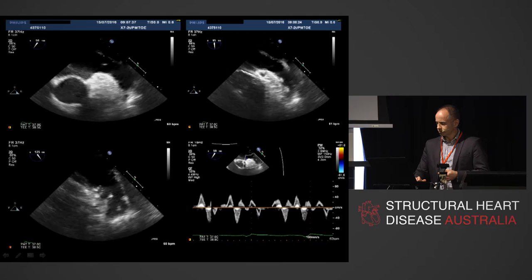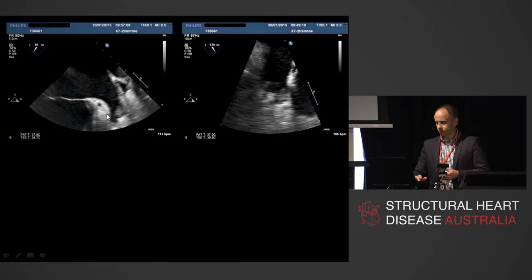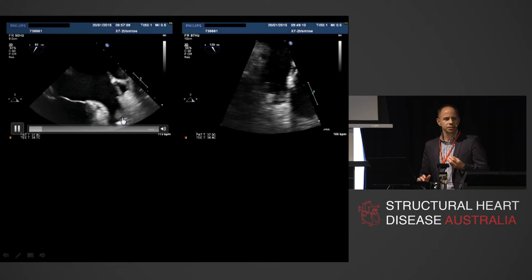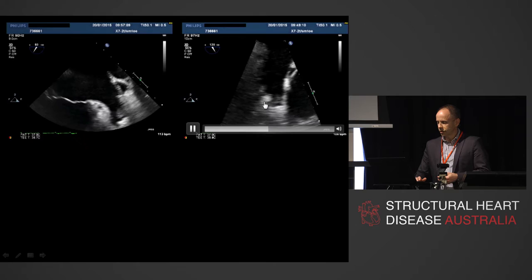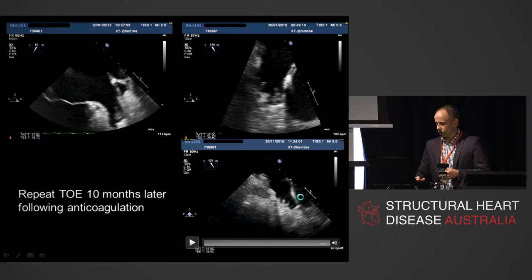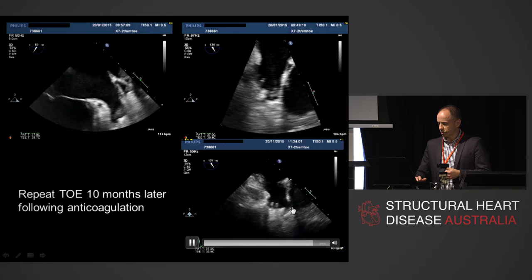On the other hand, in a patient with thrombus, you can see, hopefully this will play a bit slow, the thrombus is more circumscribed, with different echo density to the underlying pectinate ridges, and is independently mobile. And of course, the true test is follow-up after anticoagulation. At this similar 120-degree view, you can see that that thrombus has disappeared after a period of anticoagulation.